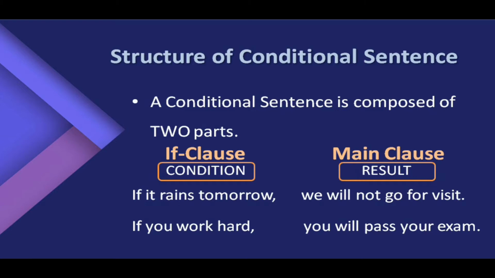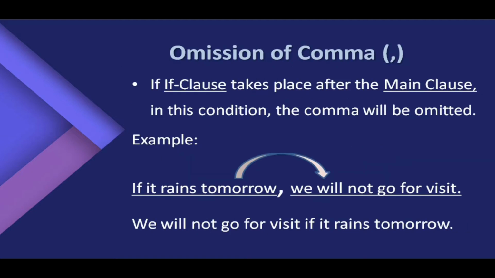Suppose, if it rains tomorrow, we will not go for a visit. In the second sentence, if you work hard, you will pass your exam. In this sentence, there's a condition. If you work hard, the condition is working hard, then you can pass your exam. Both sentences talk about a real or very probable situation in the future. It refers to the things that will possibly happen in the future.